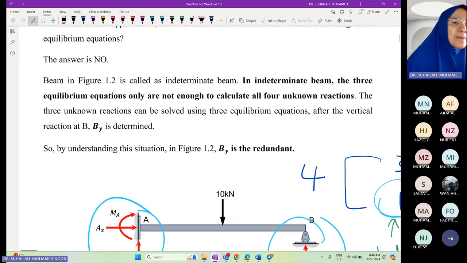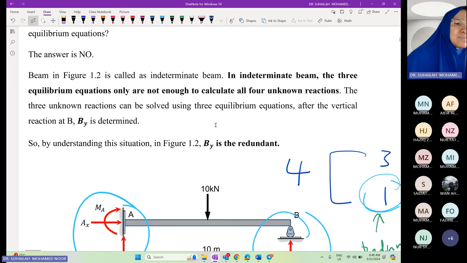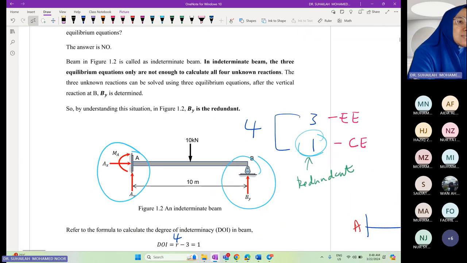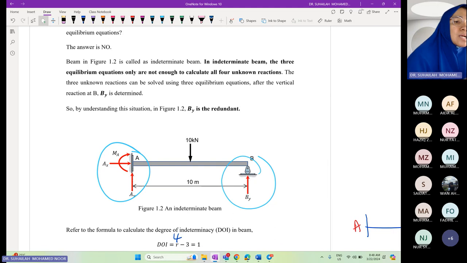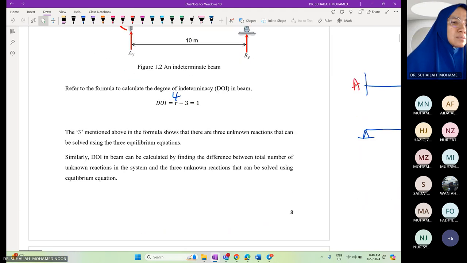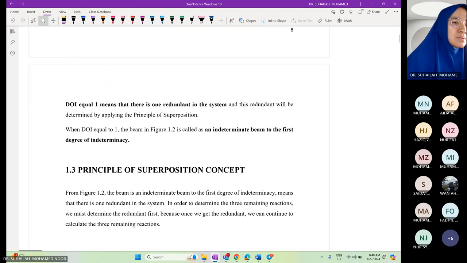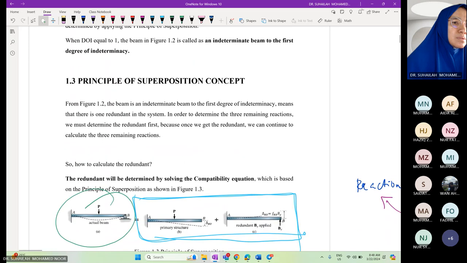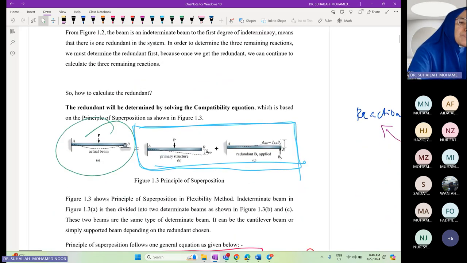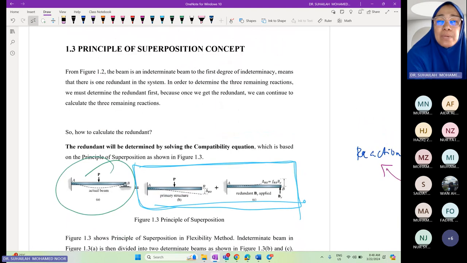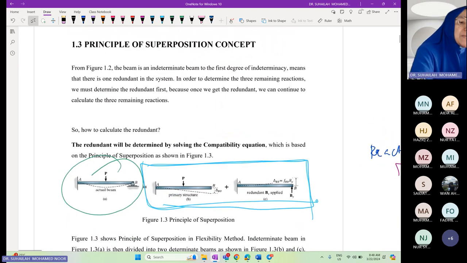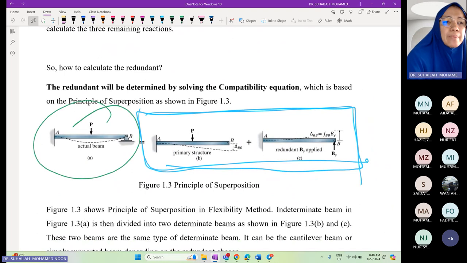Okay, so you boleh baca balik. Macam tadi saya cakap, saya tulis dan saya cakap apa yang saya tulis, saya cakap apa yang saya tulis. So, semua tadi saya dah sebut. Okay. So, ini diagram, proper diagram lah. Okay. Diagram ni, dah okay. Now, kita nak masuk dekat principle of superposition. Diagram ni daripada textbook.